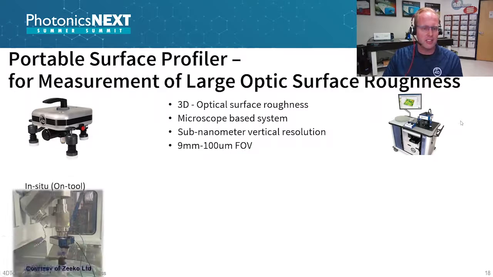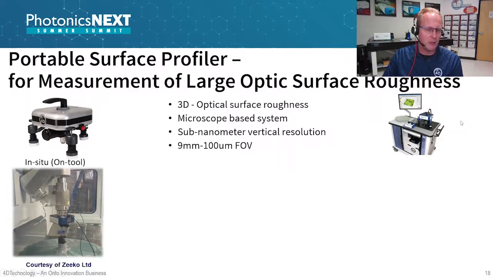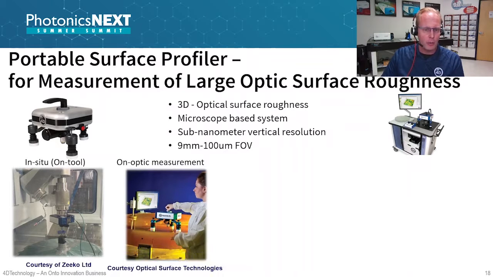Some of the applications that this is used in: they've been used in situ in processing and polishing equipment, as you can see here, where it's mounted on a robot and it pans across and measures the elements as they are fabricated. We've done on-optic measurements. You have a tripod that you can use to align and null out to the surface to measure quick 3D spot checks of surface roughness within seconds.